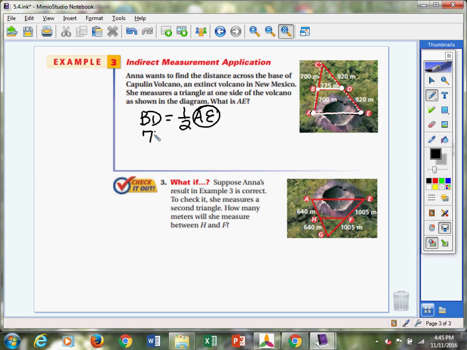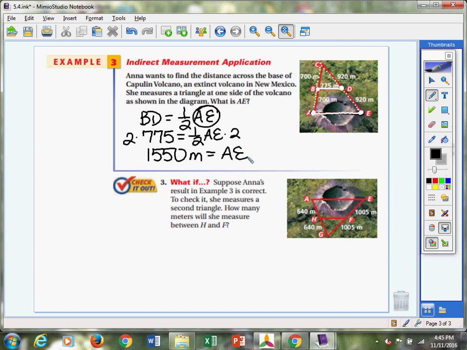We were given BD. BD is 775. So 1/2 of what is 775? So just move your 1/2 over. We'll multiply each side by the reciprocal. So you're going to double 775, and you're going to get 1550 is the length. It's going to be 1550 meters is the length of AE.